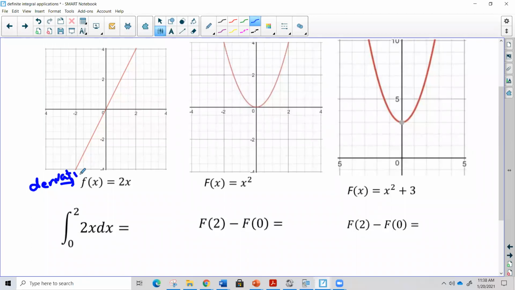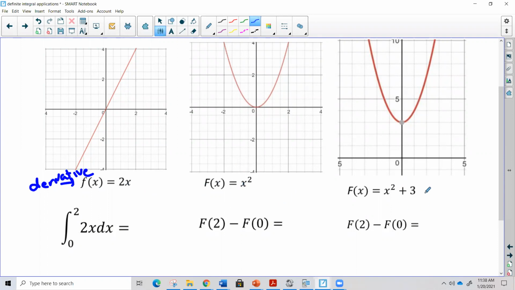Sorry, not my original function. Let my f of x, my derivative, be 2x. And if we take the integral of 2x, we would get x squared, or x squared plus c. I don't know what c is, but let's say we found that c was 0, so we just got x squared.